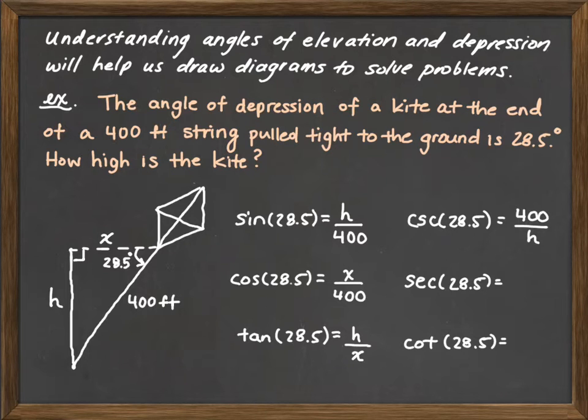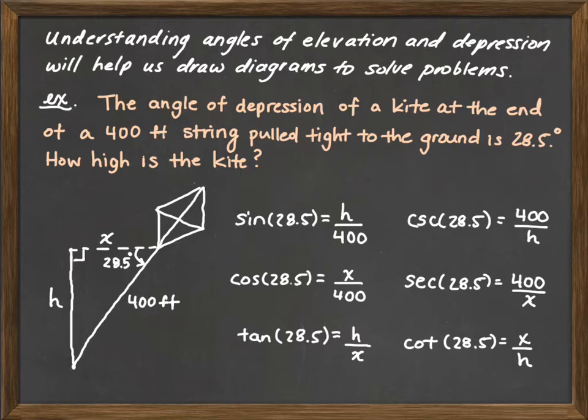Similarly, if cosine is adjacent over hypotenuse, the secant is going to be hypotenuse over adjacent. And if you look, we're just flipping what we got for cosine. So we can do the same thing for cotangent. We can just flip what we've got, so this is going to be x over h. Now we want to figure out which one makes the most sense to use. If we use sine, then we are solving just for h, which is what we want. So it looks like that's what we want to use.